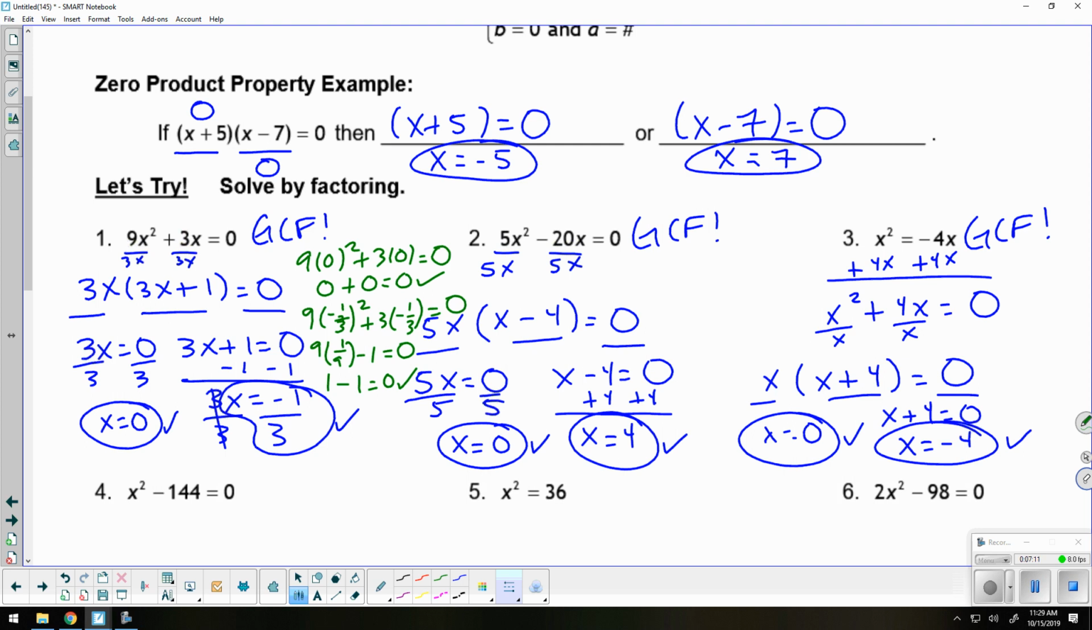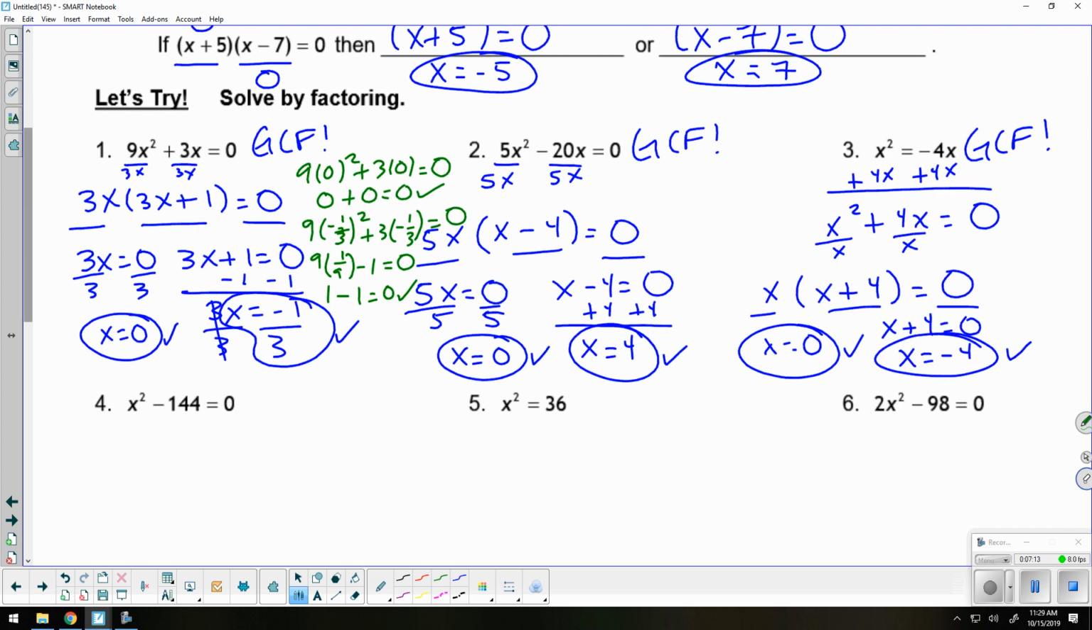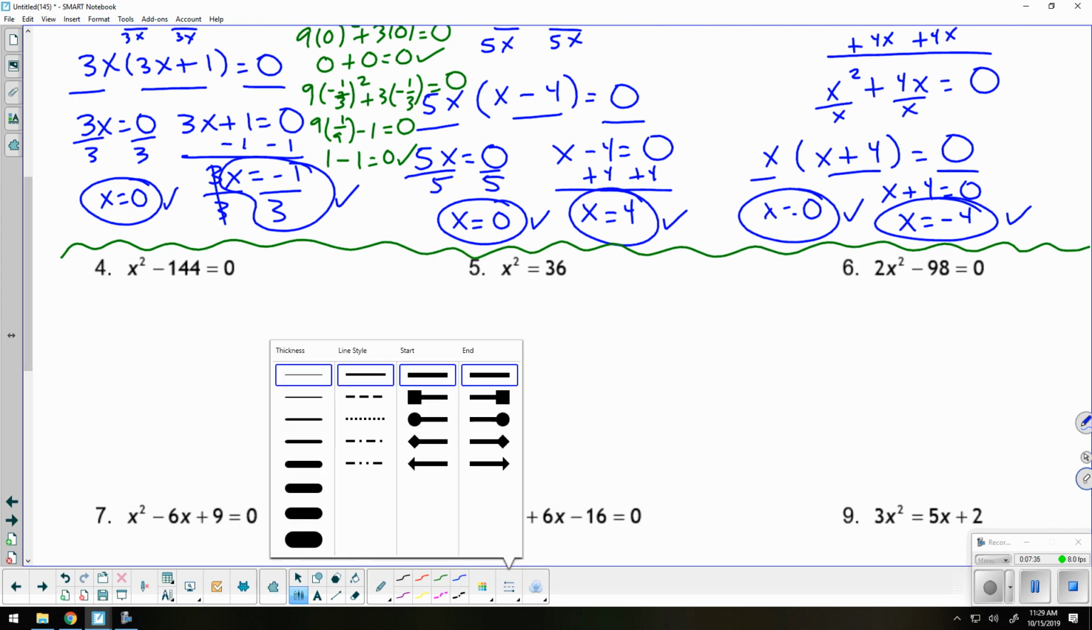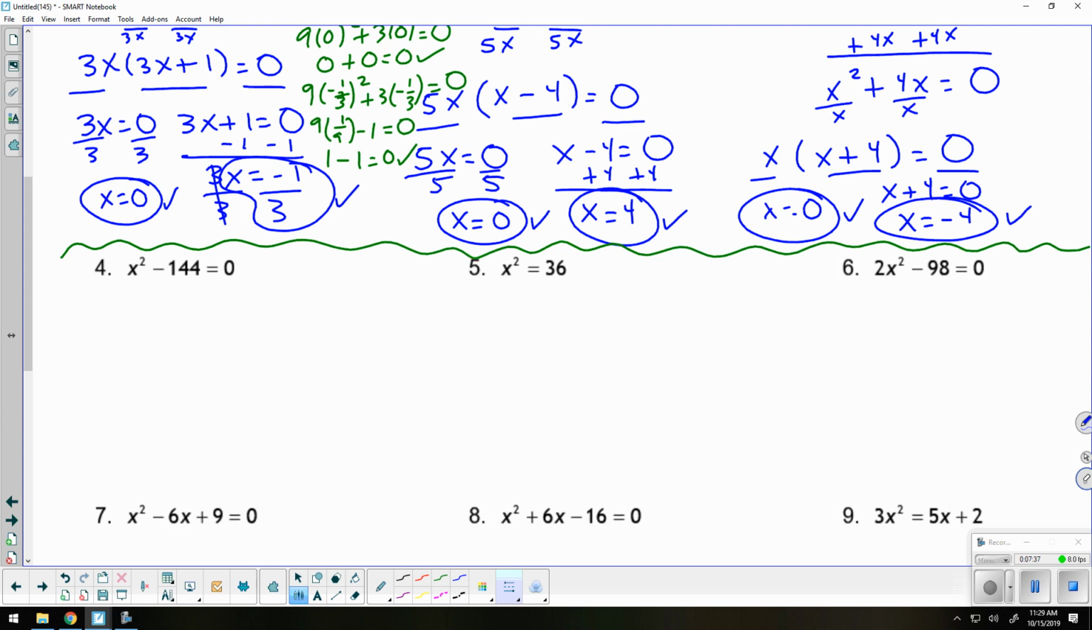Okay, so the first three, again, were just taking out a GCF. The next three are pretty much all the same type of problem as well. For these ones, there's not a GCF. Well, there is a GCF, it'd just be 1 though, so taking out a GCF isn't going to get you anywhere. For these next examples, again, first rule of thumb, make sure the problem is equal to 0, which it is. What these are called now is a difference of squares.